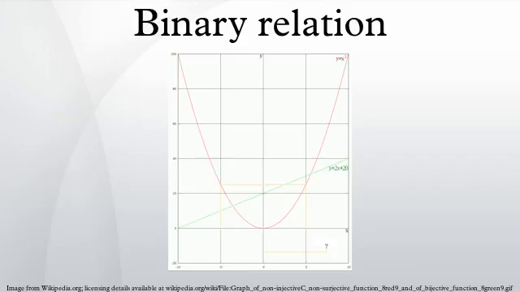Surjective: for all y in Y there exists an x in X such that x R y. The green relation is surjective, but the red relation is not, as it doesn't relate any real number x to, for example, y equals minus 14.